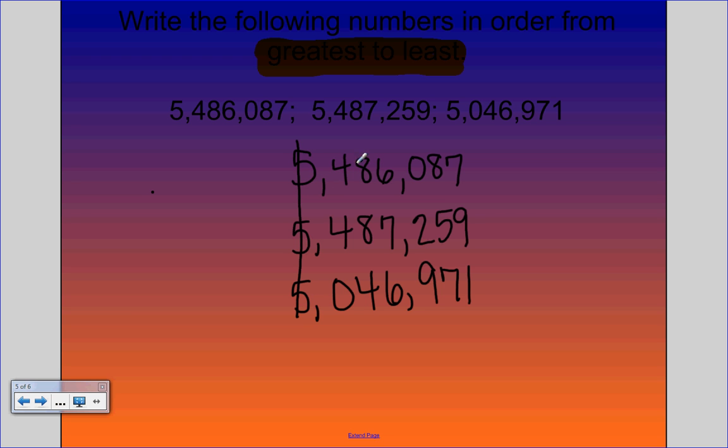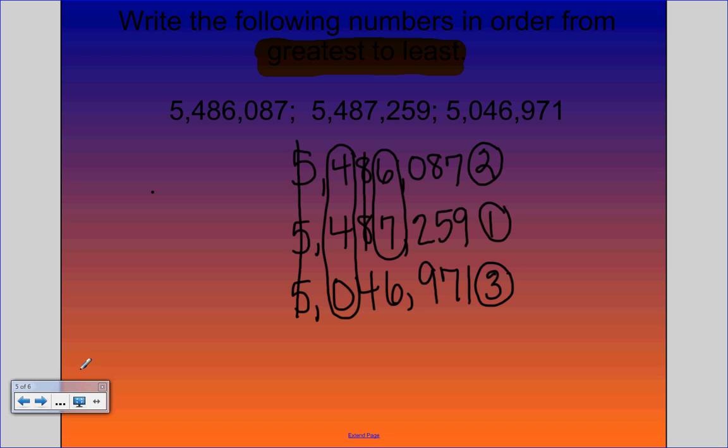5 million, that doesn't help us. This place value, your 100,000 place value, helps us. We want the largest number first. You have two numbers that have 400,000 and then one number that has 0,100,000. So let's look at these top two numbers. These 8s don't help us because they both have 8s. You're going to come to your hundreds place value. 7 is larger than 6. So you're going to put your 1 and your 2 over here. And then this number is going to be your least.